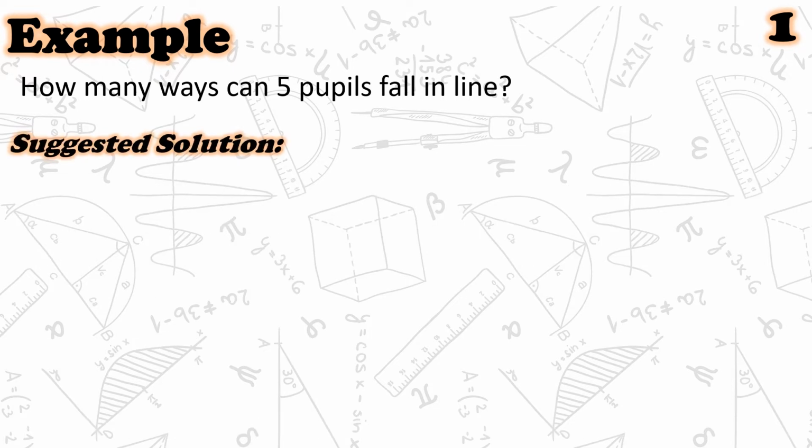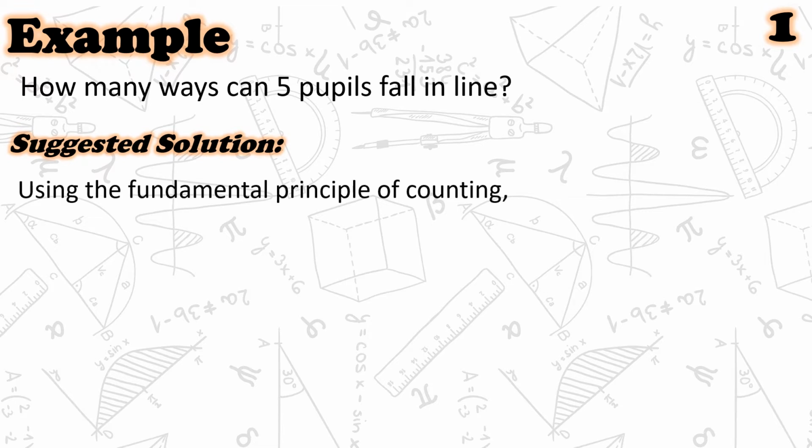Let us have another suggested solution for example number 1. Using the fundamental principle of counting, let us consider 5 line spaces that the 5 students can take during the arrangement. Arranging 5 students in a line is a task that can be broken into 5 consecutive steps. Step 1 can be done in 5 different ways since there are 5 pupils in the pool to choose from. Step 2 can be done in 4 different ways since there are 4 students left.